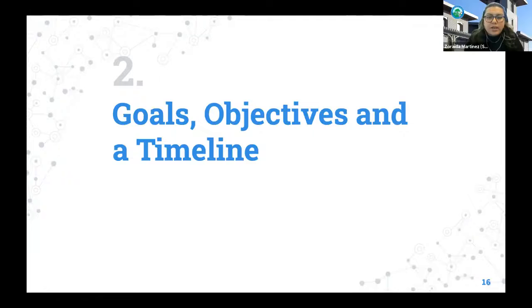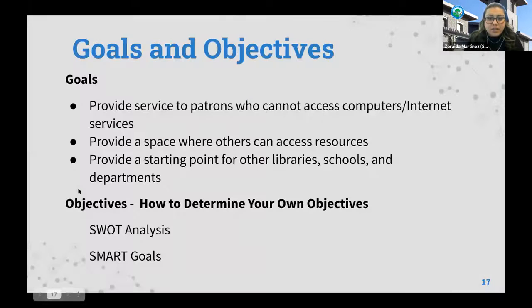As part of our toolkit, we have outlined some goals, listed objectives, and provided a tentative timeline guide to help those in rural communities with starting or continuing their work to provide access to their students and patrons. Some of the digital inclusion goals we have outlined are to provide a service to patrons who cannot access computers, internet services, provide a space where patrons can access resources, provide a starting point for other libraries, schools, and institutions.